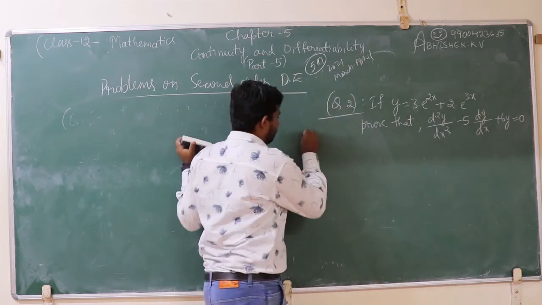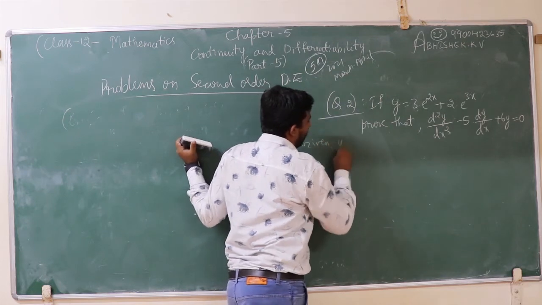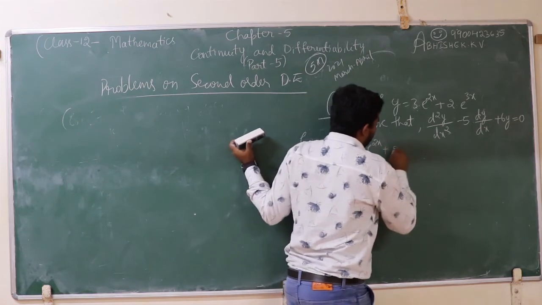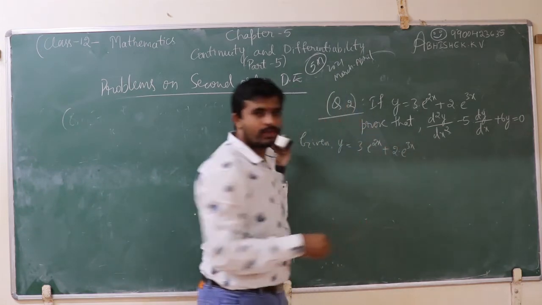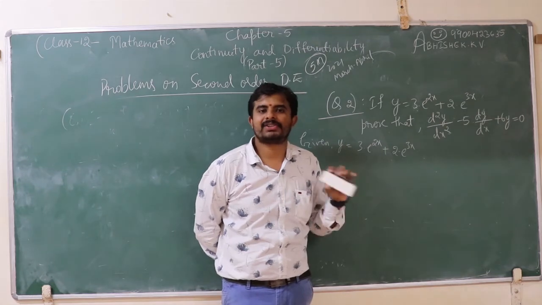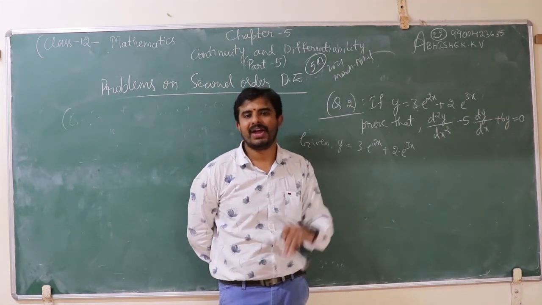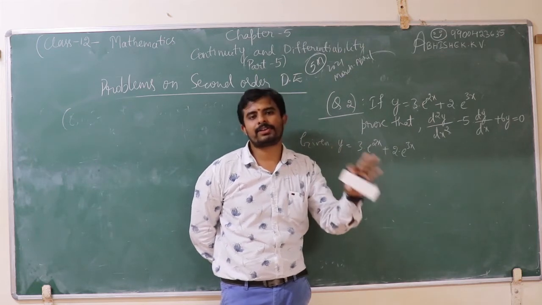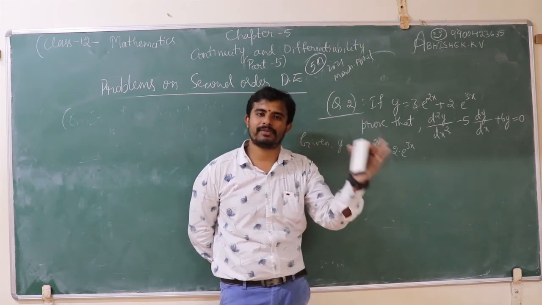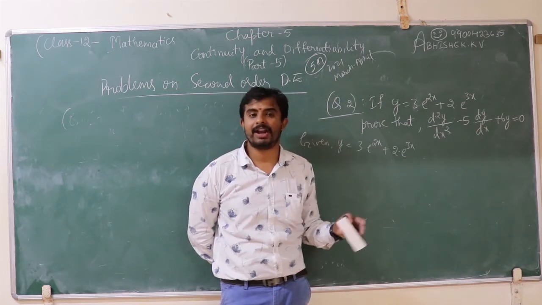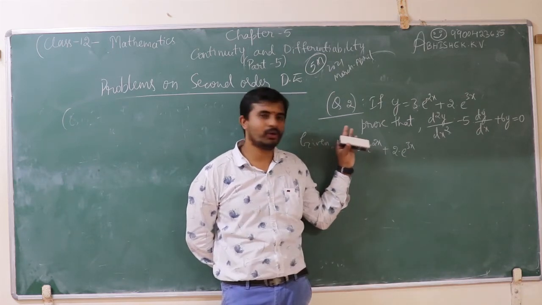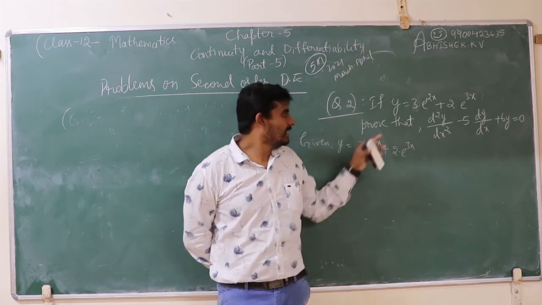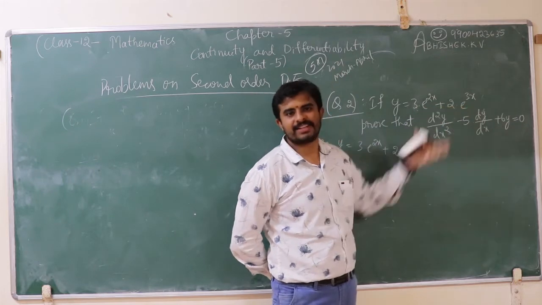See, given y is equal to 3 into e to the power of 2x plus 2 into e to the power of 3x. From the second order differential equation, you will get all types of derivatives: derivative of composite function using chain rule, derivative of implicit function, derivative of inverse trigonometric function, derivative of exponential function, derivative of logarithmic function, derivative of parametric function. All types of functions we are going to use in the second order differential equation. Is it clear? See, this is the derivative of exponential function.